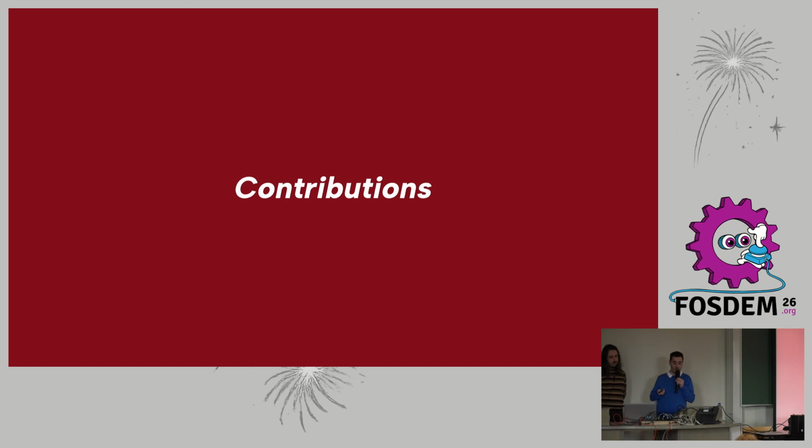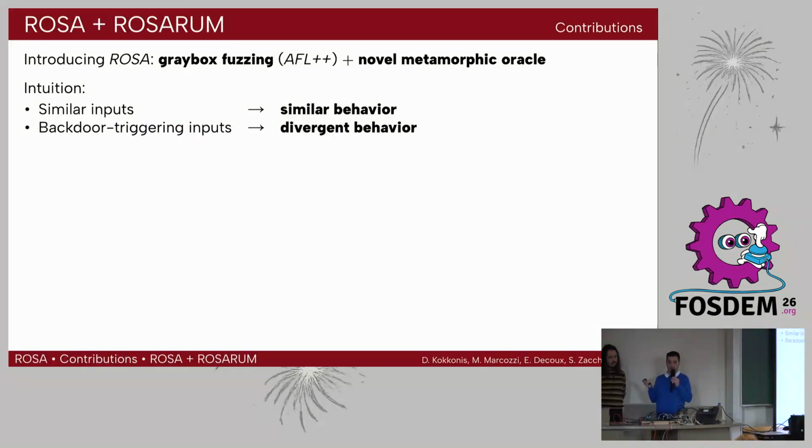And here come the contributions of our work. The idea of ROSA is to take out of the box a graybox fuzzer called AFL++, and to couple it with a mechanism called a metamorphic oracle that enables detecting that a backdoor is triggered.